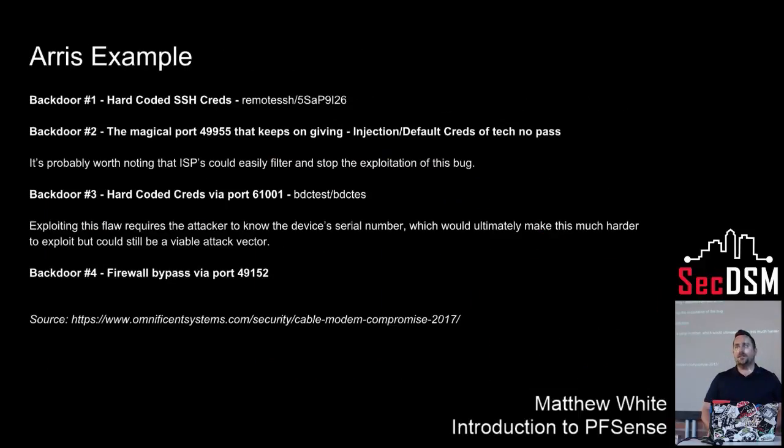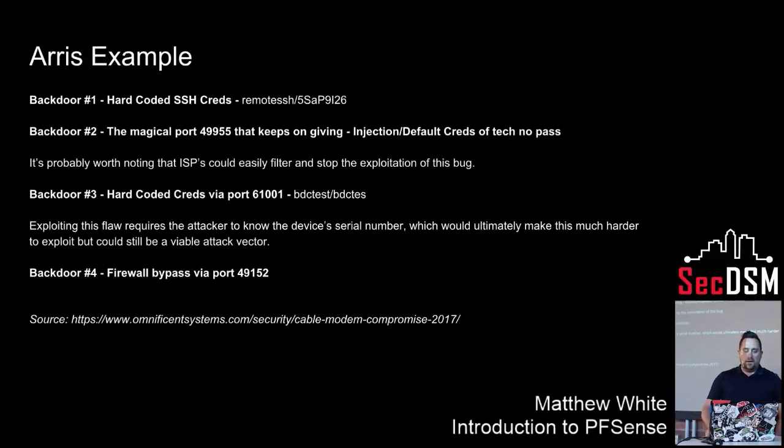So here's my first example. Links at the bottom if you'd like to read more about it. I try to get real brief with this. So here's an example where there was an AT&T modem. Arris was the manufacturer. So backdoor number one was hard-coded SSH credentials. Remote SSH was the username, and there's the password. Then there's backdoor number two, magical port 49955 that just keeps on giving. There's two pieces to that. It's vulnerable to injection, as well as there's default creds of tech and no password.